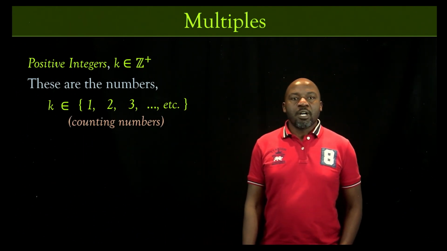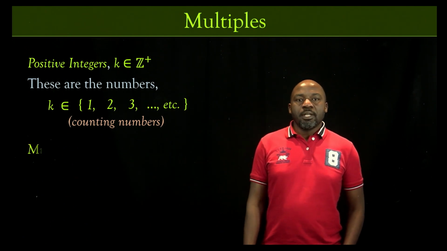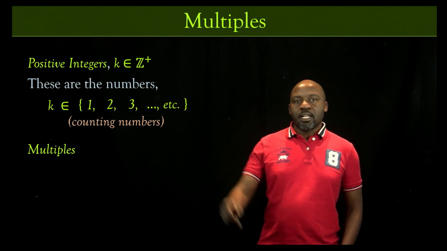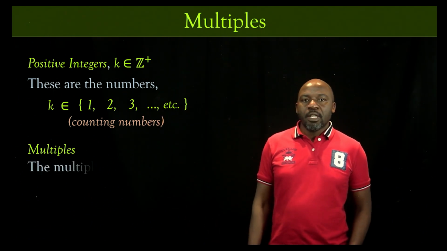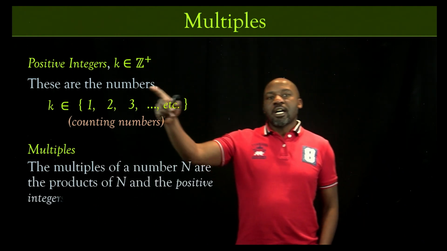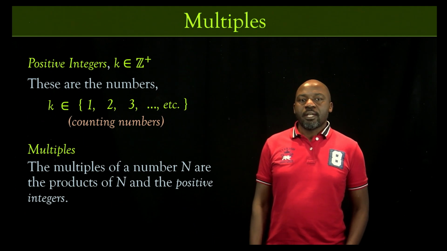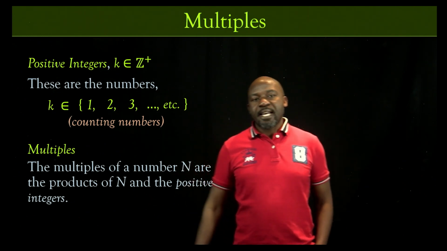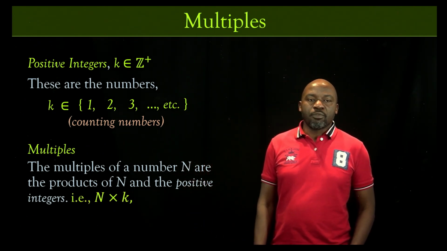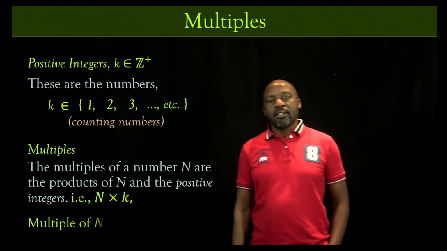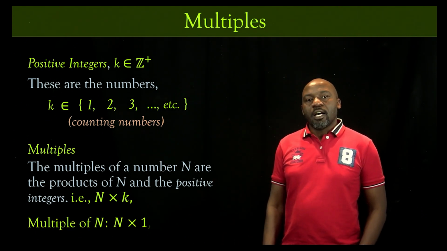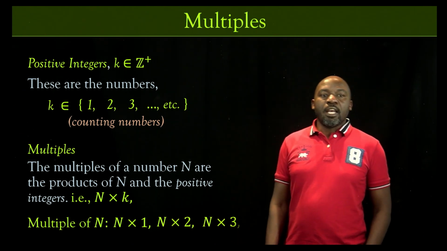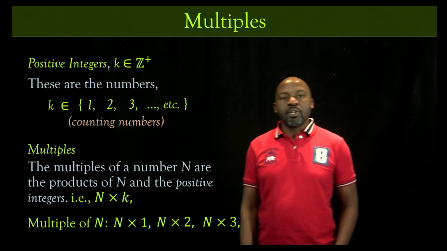And so let's talk about what we mean by multiples. The multiples of a number are the products of that number and these positive integers, okay? So if we multiply any number by these counting numbers or positive integers, what we end up with are what would be referred to as the multiples of that number. So for example, the multiples of a number n are the products n times 1, n times 2, and so on, right? Multiples of n are n multiplied by 1, followed by n multiplied by 2, n multiplied by 3, and you can go on to infinity. All those would be the multiples of n.